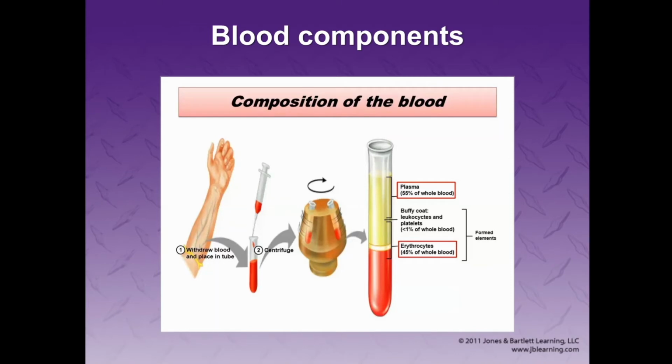And here's just a photo of the composition of blood when you get it drawn, and how once it goes through what they call a centrifuge to separate each component of blood, what it looks like in the vial.